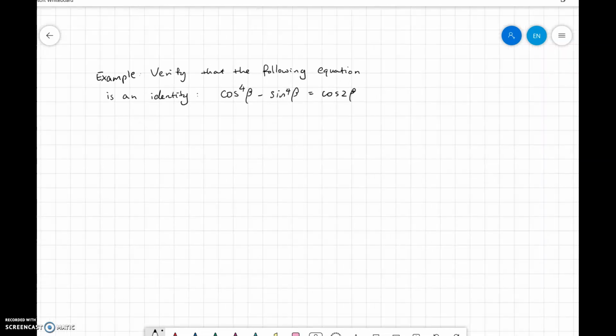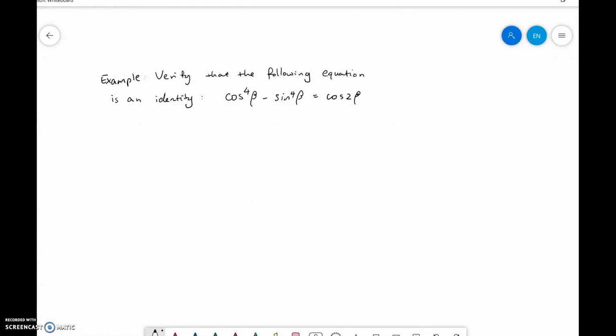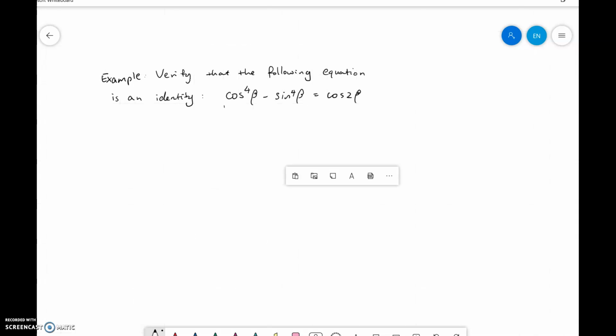So the example we have is, we want to verify the following equation is an identity: cosine to the fourth power of beta minus sine to the fourth power of beta equals cosine of 2 beta. This one looks a little bit weird. So what we can do is start from the left hand side.